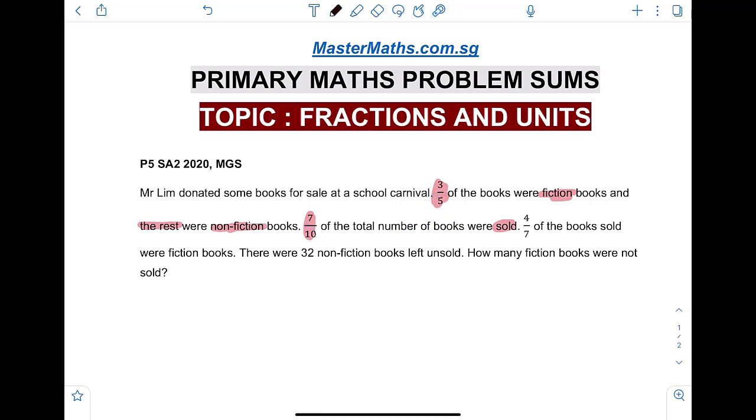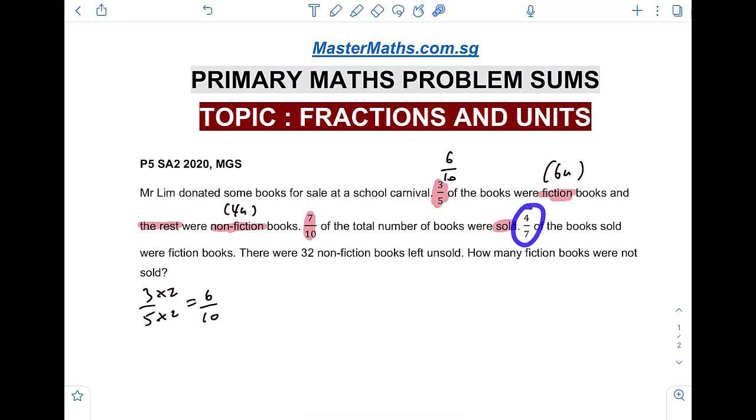Alright, so a very quick thing to do is to take 3/5 times 2 throughout. 6/10. So you can say that 6/10 of the books were fiction. So 6 units will be for fiction, and the rest, which is 10 minus 6, 4 units non-fiction. Okay, and out of this, 7/10 of it was sold, and 4 out of 7 of the books sold were fiction books.